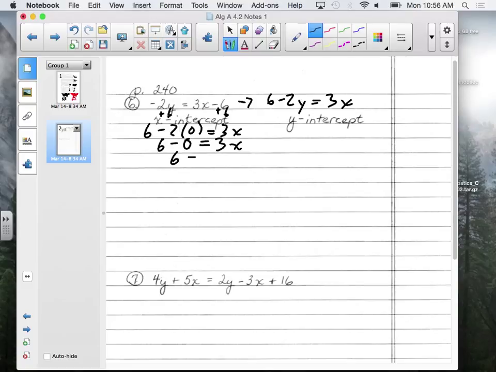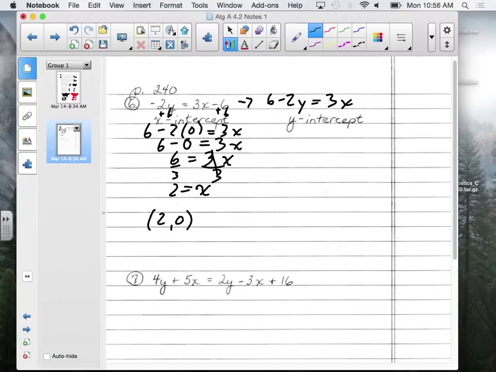Alright, and divide both sides by 3. 6 divided by 3 is 2. So what ordered pair would this be? 2, 0. Okay. Now we're on to the y-intercept.